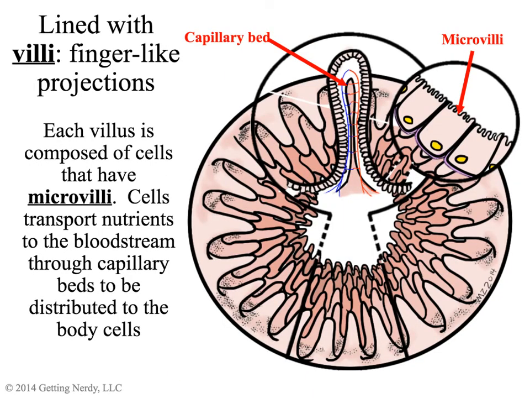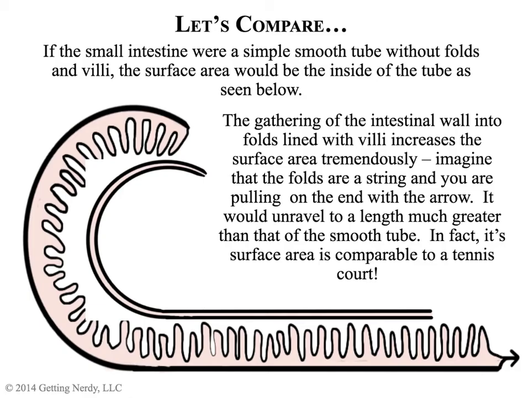The intestine is lined with villi. These are finger-like projections. Each villus is composed of cells that have microvilli. We see those right over here. Cells that transport the nutrients to the bloodstream through the capillary beds. And you see these red and blue capillary beds right through here. And they'll take the nutrients to the rest of the body.